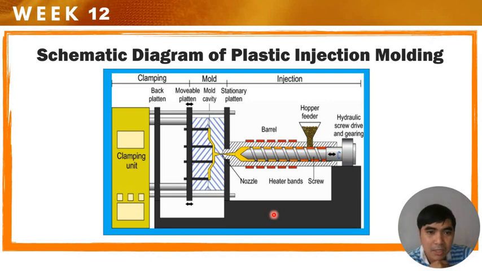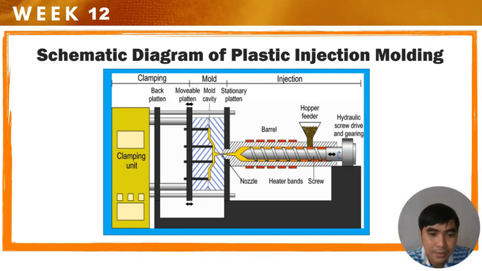So this is the schematic diagram. This is the hopper feeder. These are the pelletized thermal or rather polymers, plastic materials. Once they go here in the barrel, they will be melted by the heat imposed on this barrel. And once they are melted, they are injected to the mold cavity here. And once it cools, it will be released.